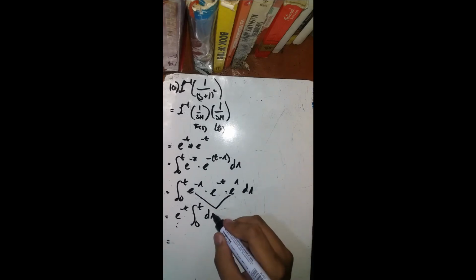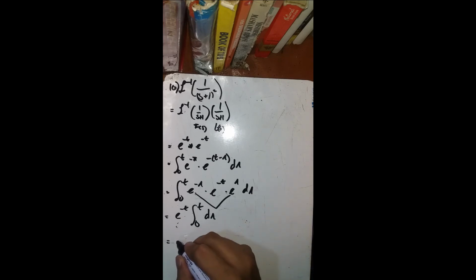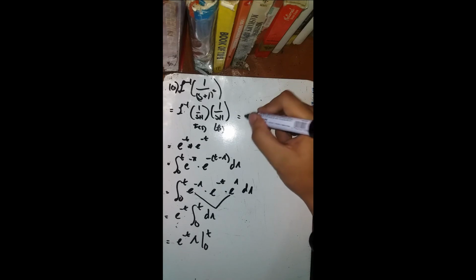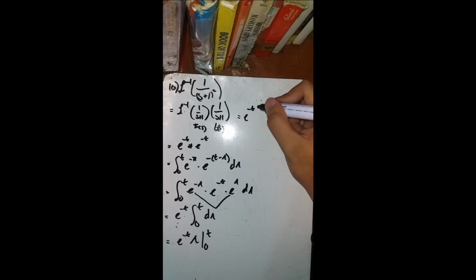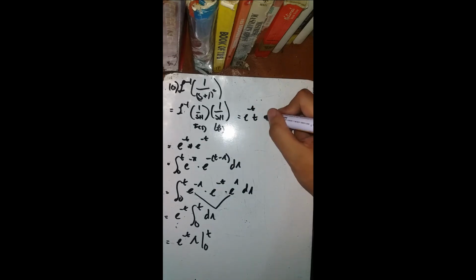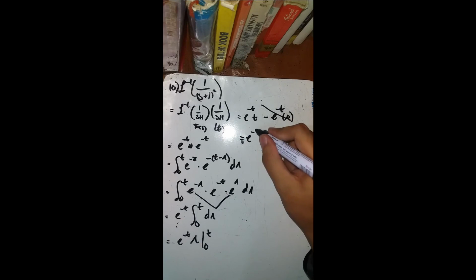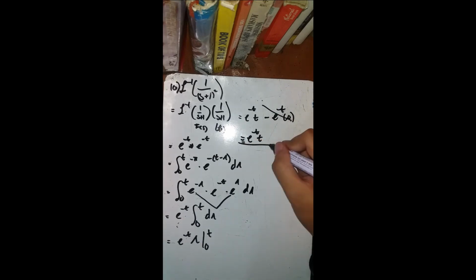So here, you know that the integral of d lambda is just lambda, with respect to 0 to t. So let's put it in here. You get e raised to negative t multiplied by t, minus e raised to negative t times 0. So this will be cancelled out. So the answer here is t times e raised to negative t.